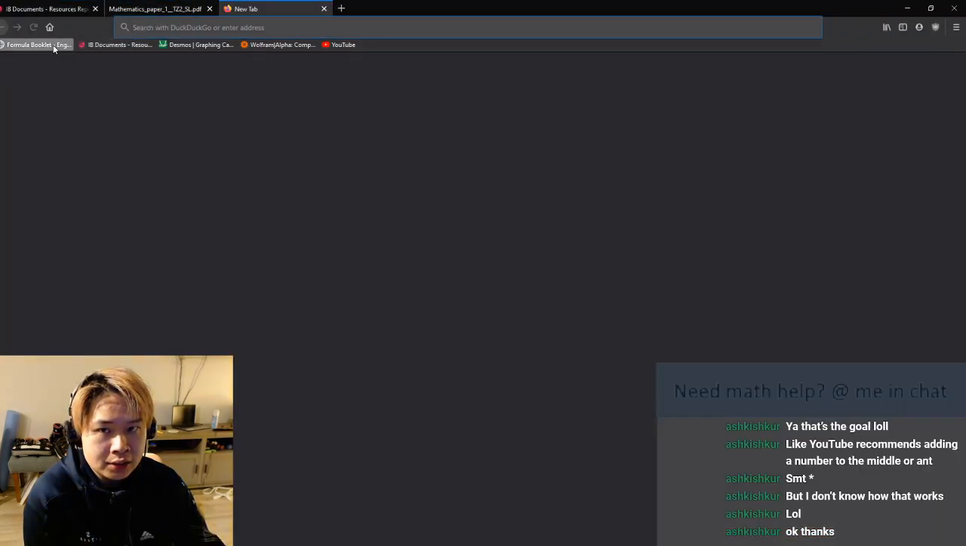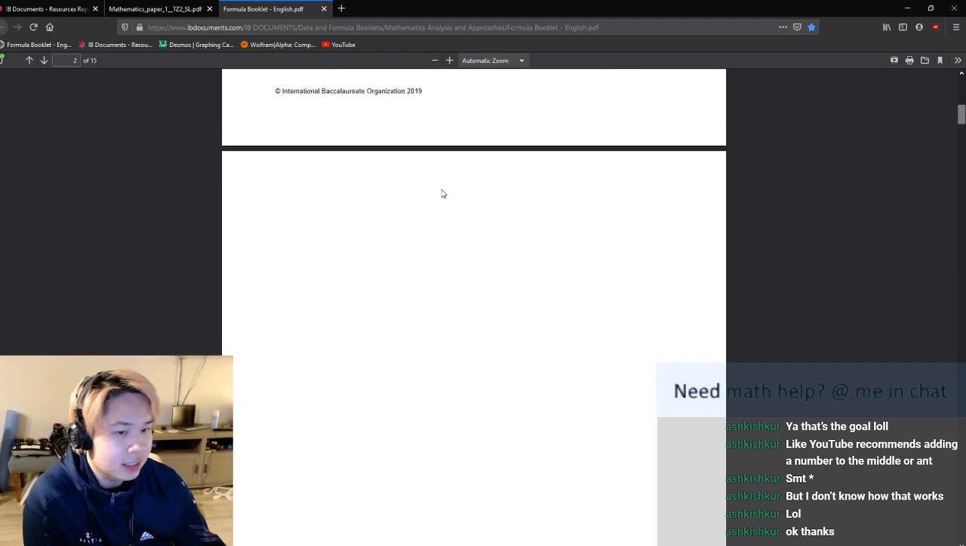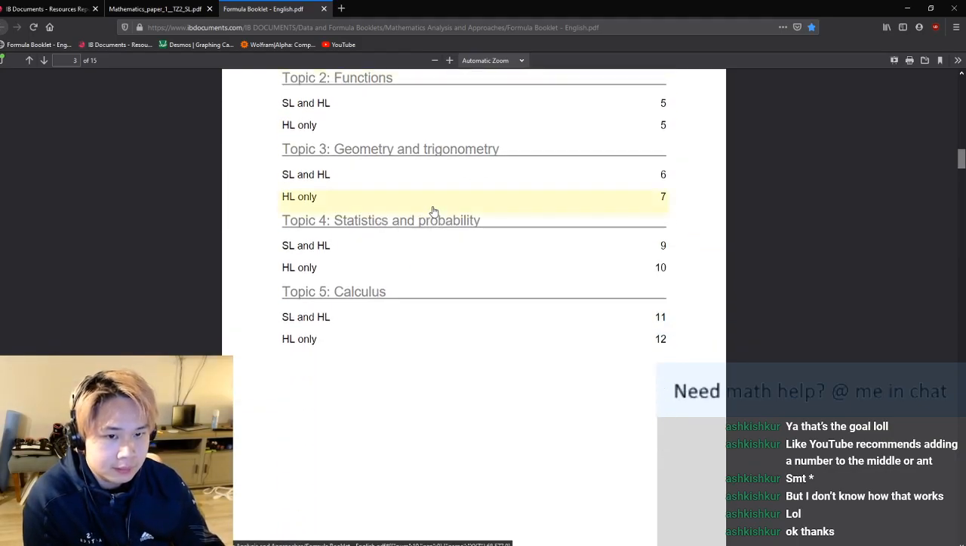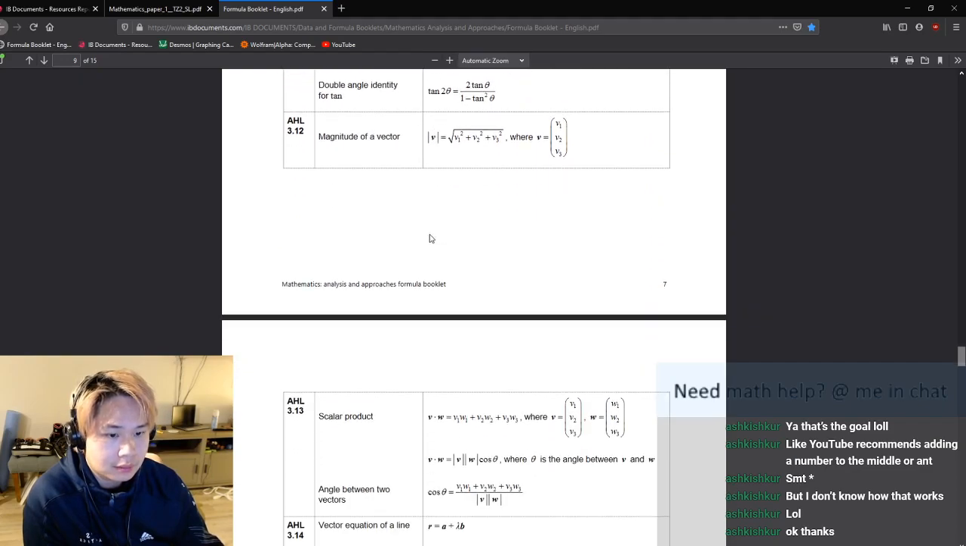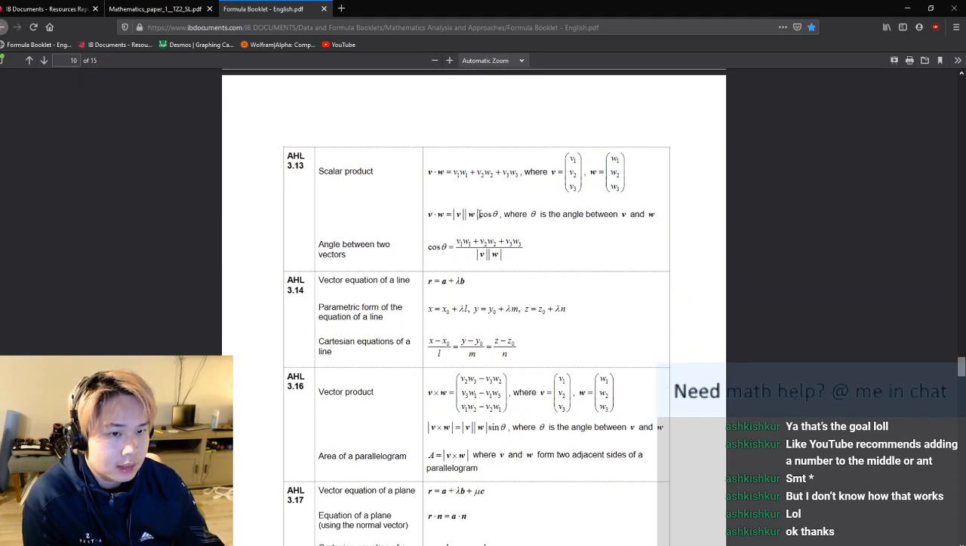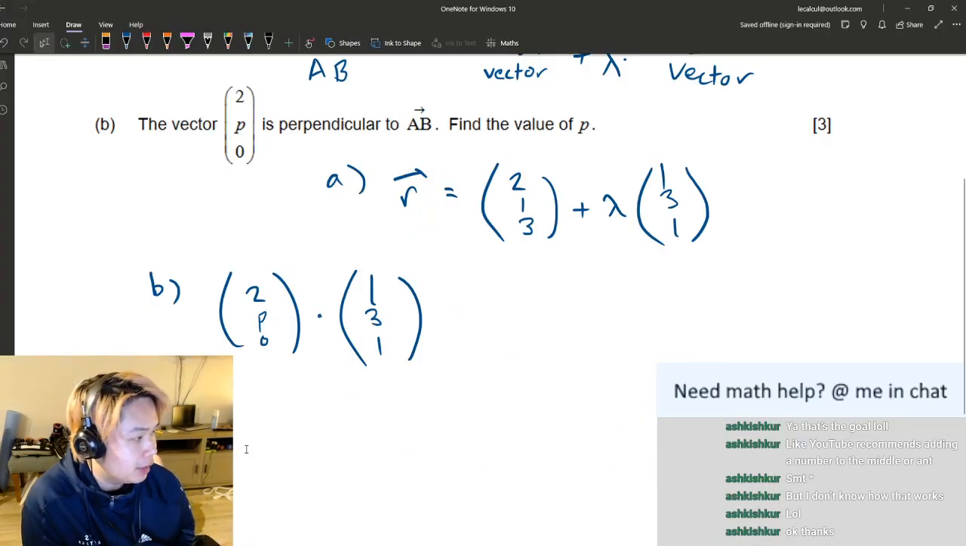So if we go to your formula booklet on the dot product, scalar product, you see, you can define the dot product as the length of the first vector times the length of the second times cosine of the angle between them. So if they're perpendicular, the angle is 90 degrees, or pi over 2. So cosine pi over 2 is 0. So the dot product, scalar product of any two perpendicular vectors is 0.